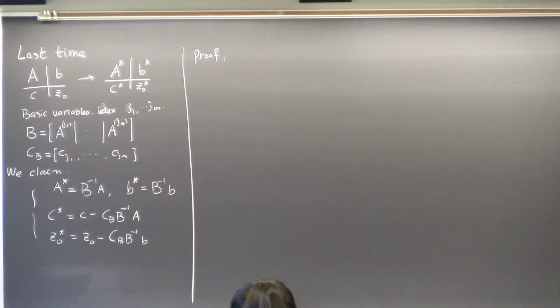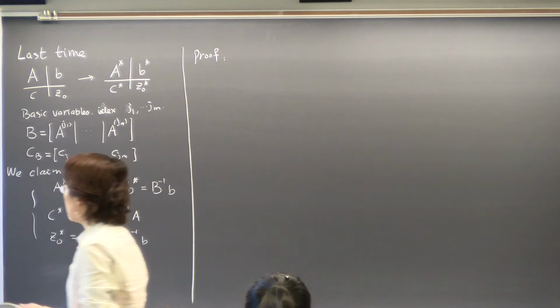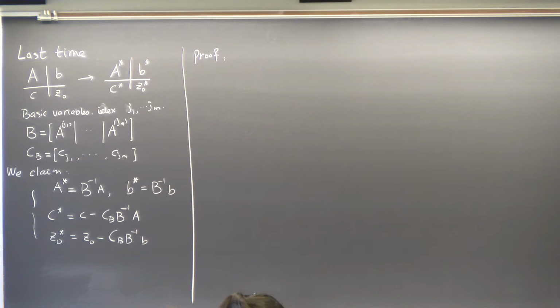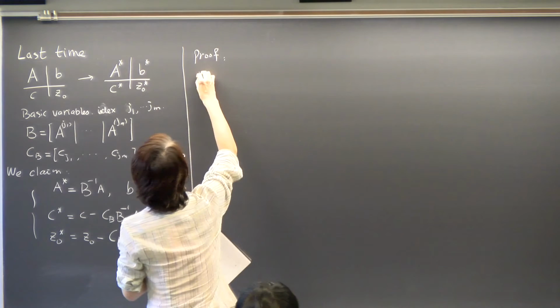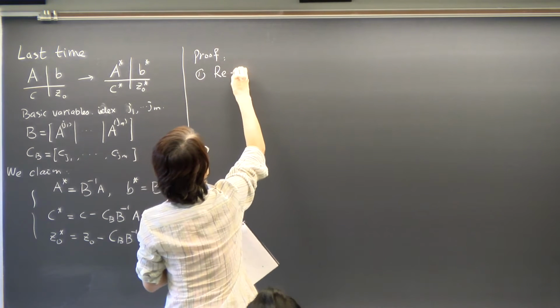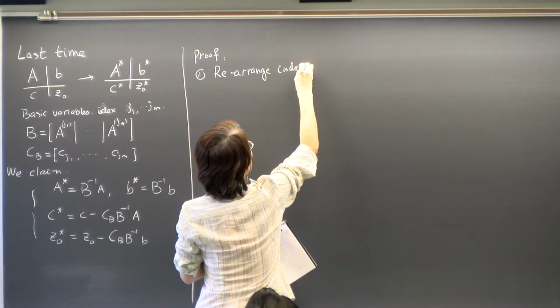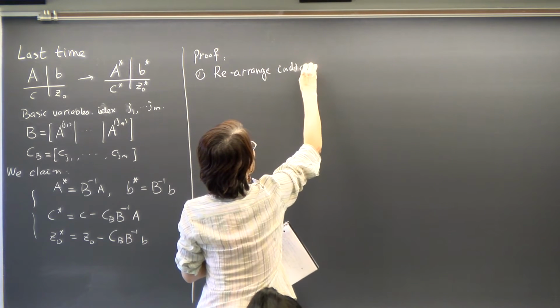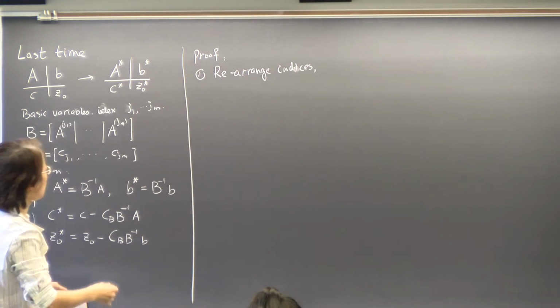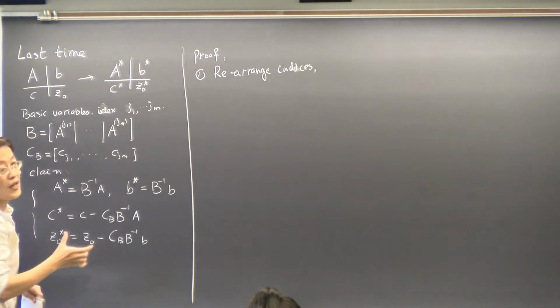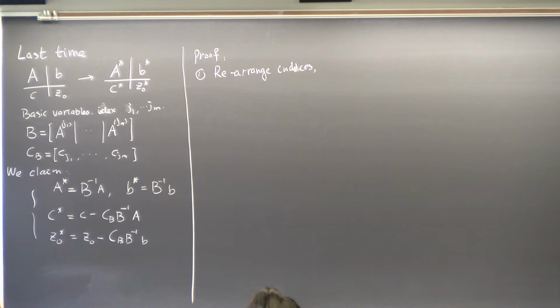I will be using a lot of rearranging of indices. We know that these are basic variables in those indices. So I'm going to rearrange. A few steps I have to take. First, rearrange indices such that these will be the first m of my variables. Is that clear? That's what I'm going to do.